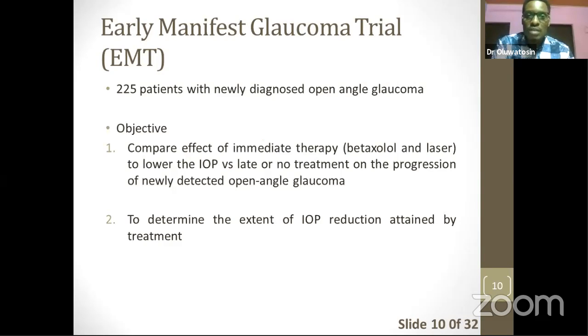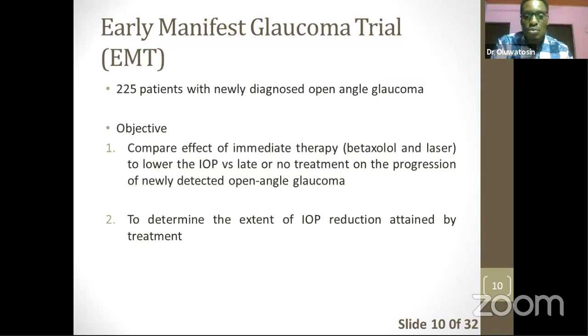In the early manifest glaucoma trial, 255 patients with newly diagnosed open angle glaucoma were enrolled into the study. The objective of the study was to see if early treatment would benefit or lower the progression of the disease compared to late or no treatment in newly detected open angle glaucoma.